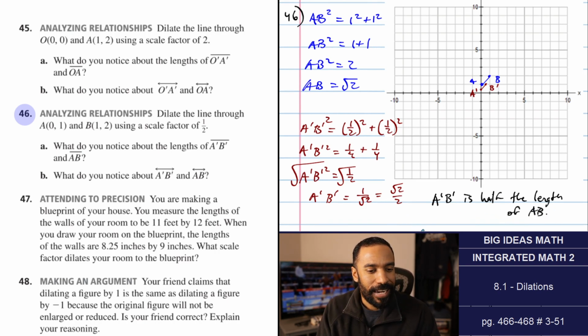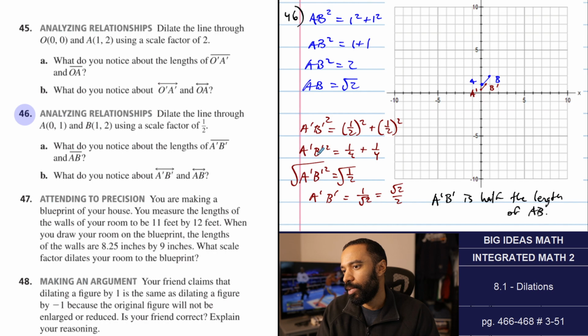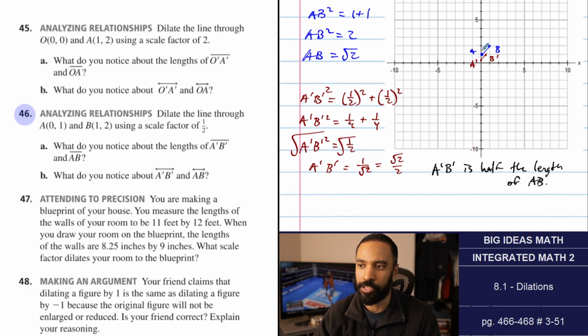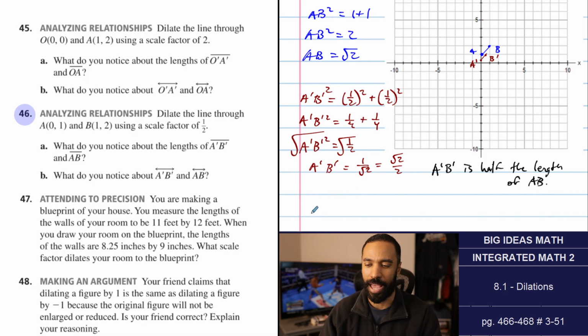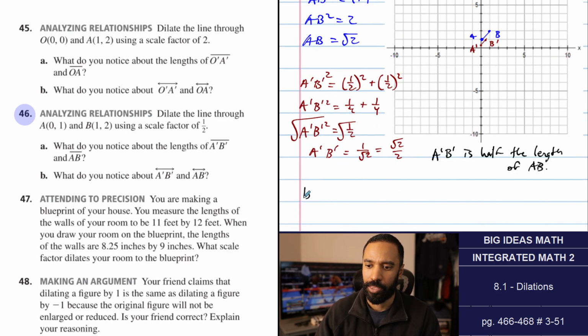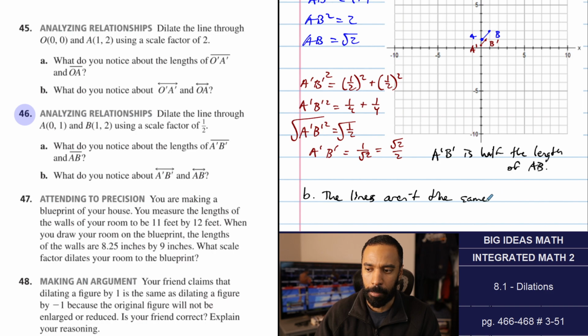What do you notice about line A prime B prime and line AB? Well, it probably doesn't look it because the way that I did this here, they're not the same line, but what they are is, shoot, I don't know. They're clearly not the same line, but what you probably can't tell with this thing is, they're parallel. This goes up 1 over 1. This goes up 1/2 over 1/2. This is number 46. So part A and part B, they're not the same line. The lines aren't the same, but they are parallel.